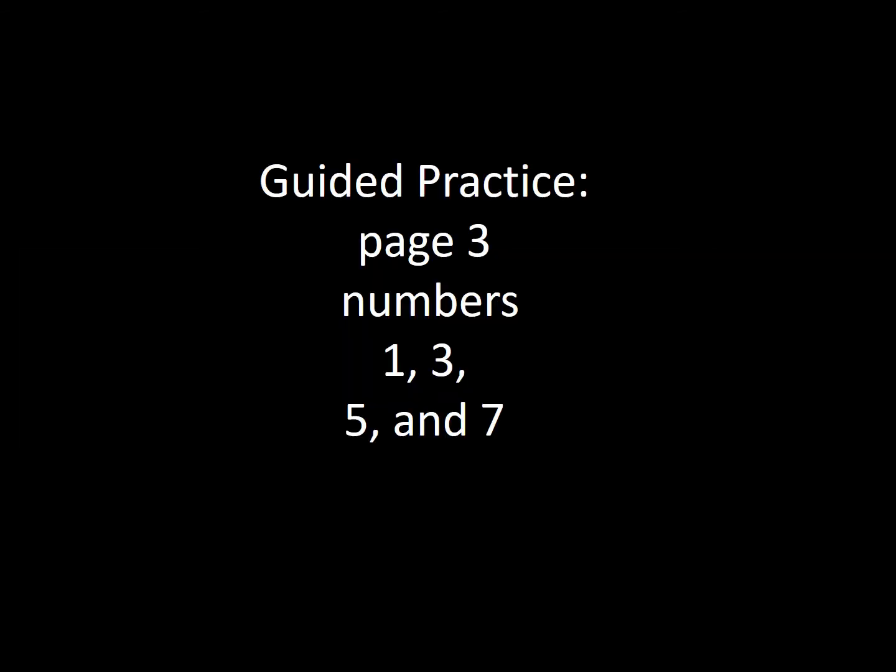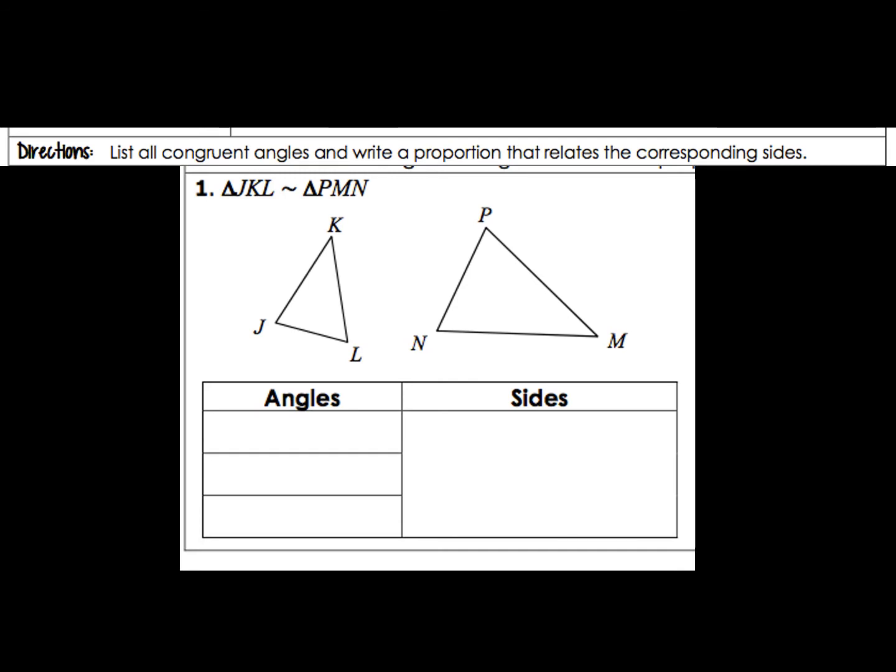We're going to do some practice problems from page 3. We're going to do problem numbers 1, 3, 5, and 7. So it says in the directions to list all the congruent angles and write a proportion that relates the corresponding sides. So we're going to start with the angles. It does say that the angles are congruent.